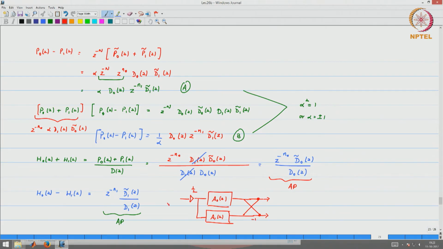Okay, so if this is x of n, this is y naught of n, which is x of n filtered by H naught of z, and the other one will be filtered by H1 of z.